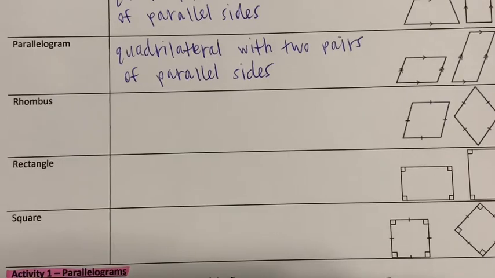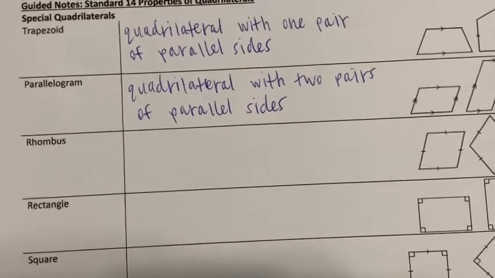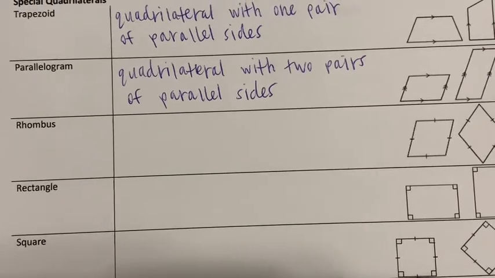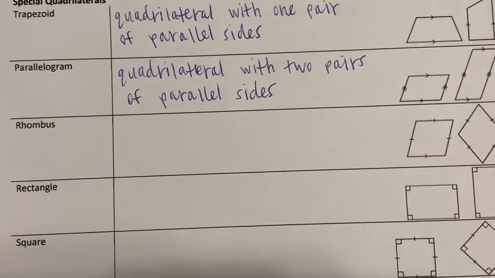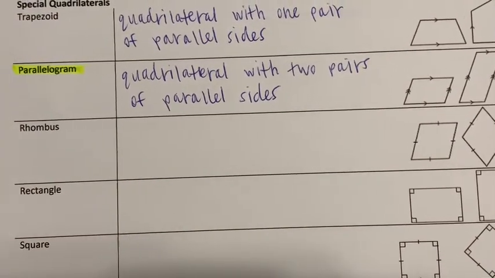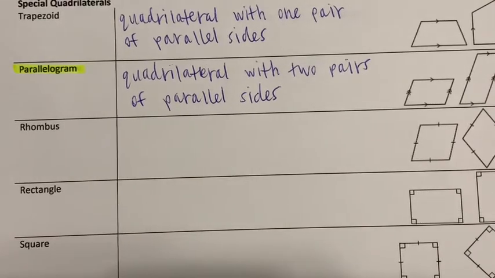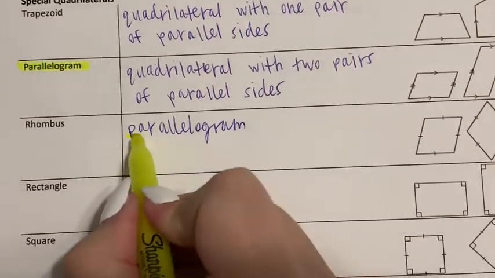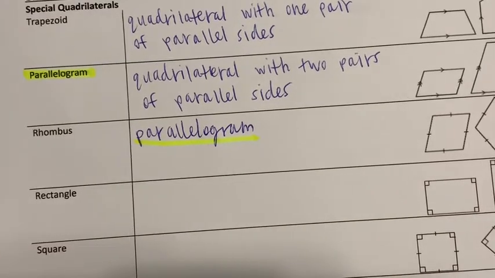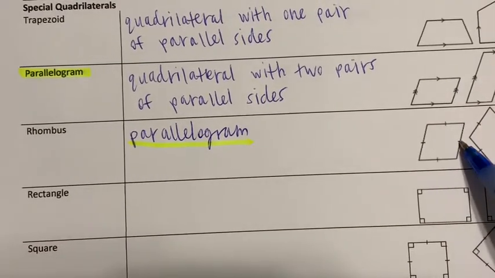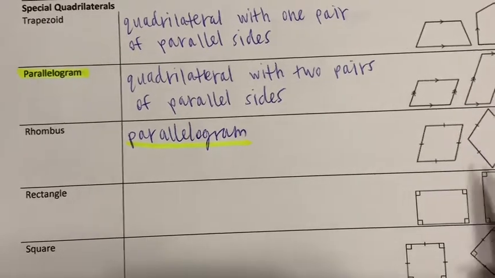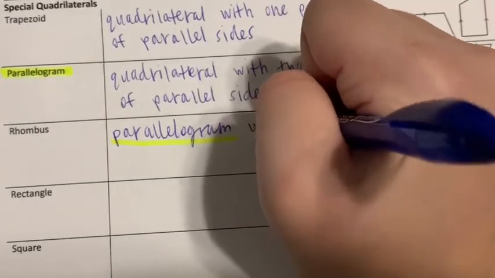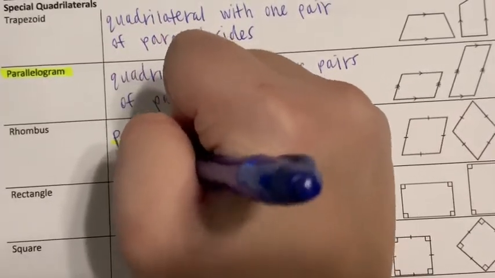So we need to define a rhombus, and a rhombus, we discovered that it is a parallelogram. So right here we defined a parallelogram, and in the activities we also came up with some different conjectures that must be true for a parallelogram. And a rhombus is also a parallelogram, so those conjectures have to be true. So we can define a rhombus as a parallelogram. And we found that a rhombus has 4 congruent sides. And the figures here show that because we have the 4 congruent tick marks. So we'll say a parallelogram with 4 congruent sides.